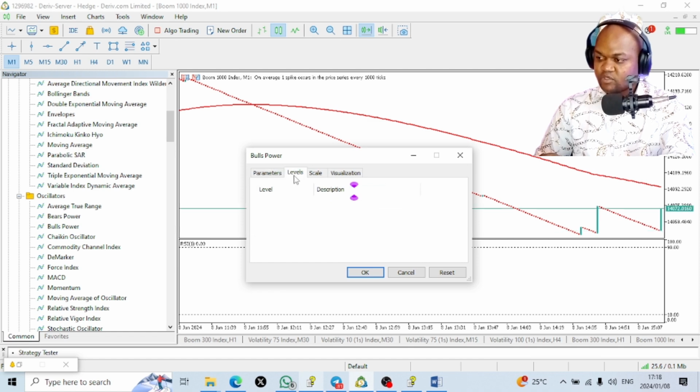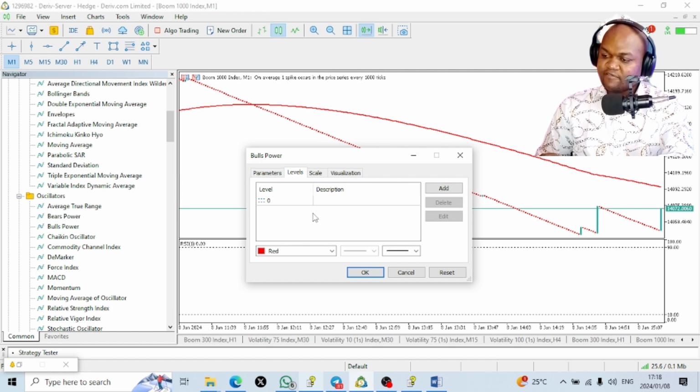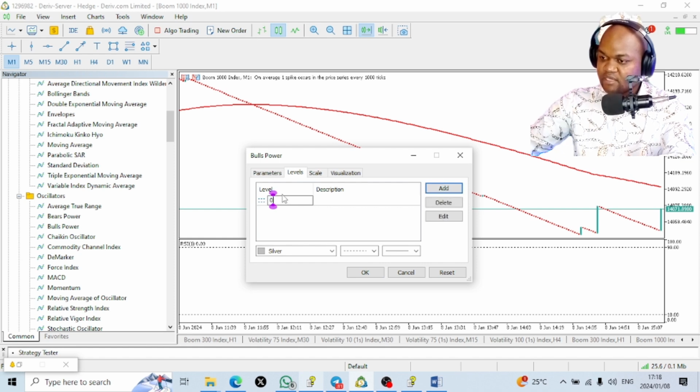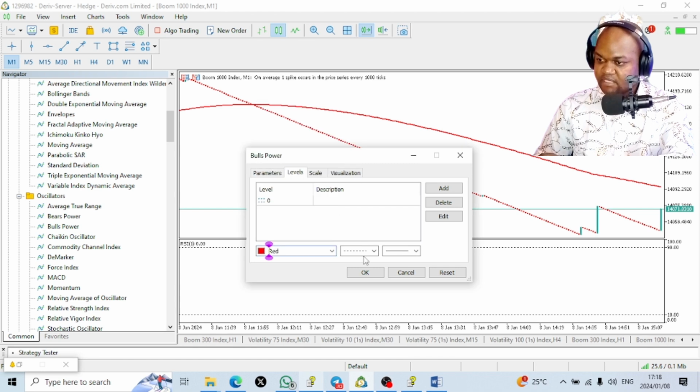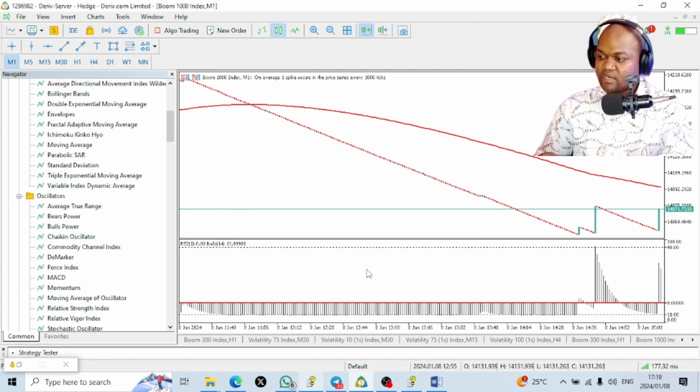Then we go to the levels. With the levels, we have this one. The default, if we reset it, will be like this, but we'll add 0, and we want to change the color. We want to make use of the color red, and then we're going to make use of the second line style because we don't want this one to have a dotted line. When you're done, we click done, and now we have our boost power on the main chart.